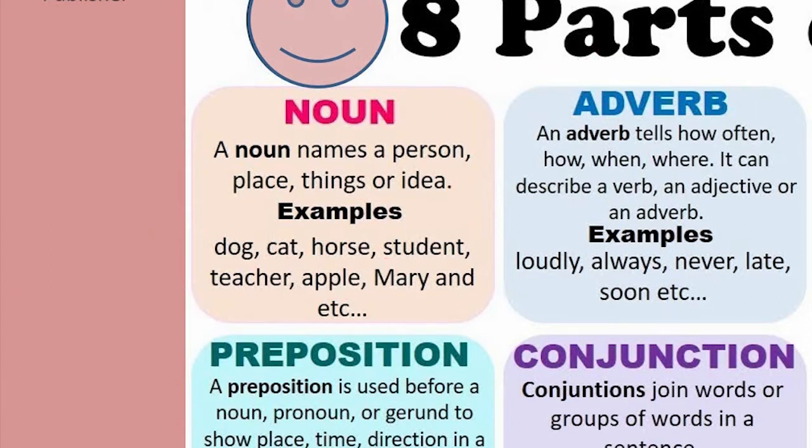Now look at the adverb. What is an adverb here? An adverb tells how often, how, when, where. It can describe a verb, an adjective or an adverb. Examples are loudly, always, never, late, soon, etc.